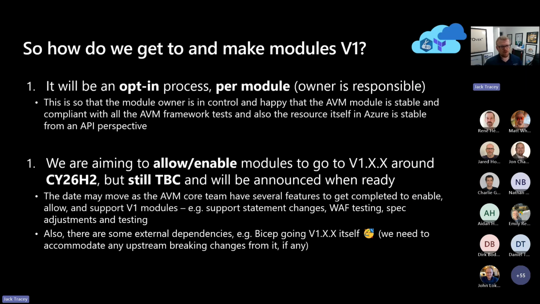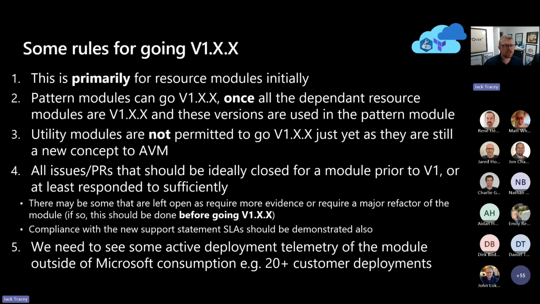And in terms of some of the rules for going V1 for these module owners, right? Initially, it's going to focus on resource modules. We will allow pattern modules to go V1 themselves, as long as all of the dependent resource modules that they're using are V1 themselves. Utility modules, we're not going to allow to go V1 just yet because they're still fairly new to AVM, less than a year old. So we're still refining those and making sure that we've understood the use cases and scenarios where we use them and we haven't got any issues there. So we're not going to allow that just yet.